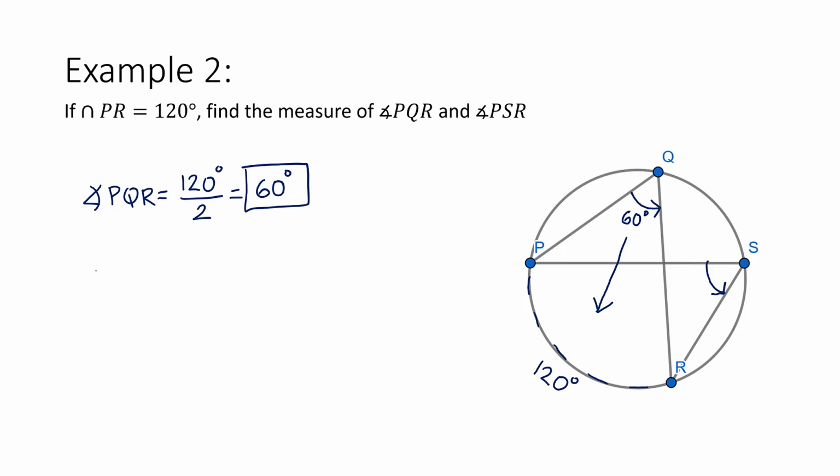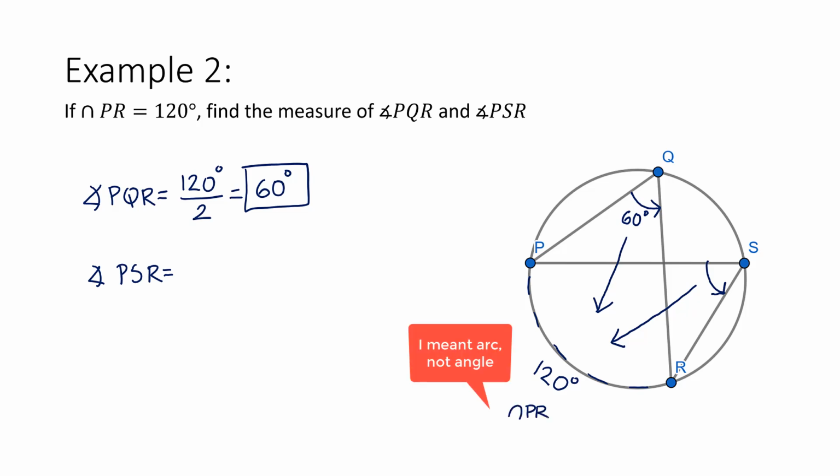Now, to find the measure of angle PSR, we see that the intercepted arc of angle PSR is exactly the same arc as PQR. Both of them are arc PR. That means that the measure of angle PSR is also going to be 60 degrees.